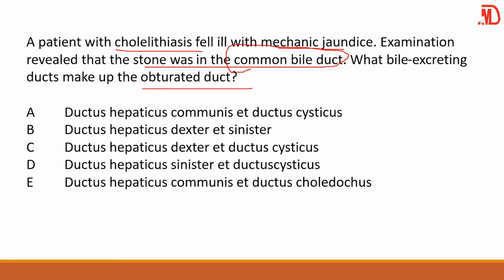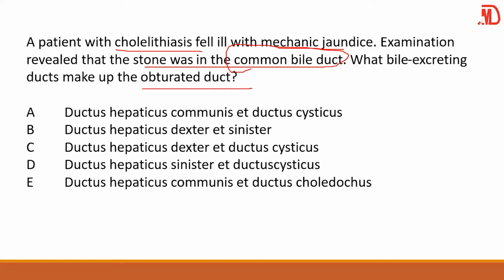This is formed as a result of what? The common hepatic duct that is coming from the liver directly. So the duct coming from the liver, and then the cystic duct. That's the duct coming from the gallbladder. So together they form the common bile duct.